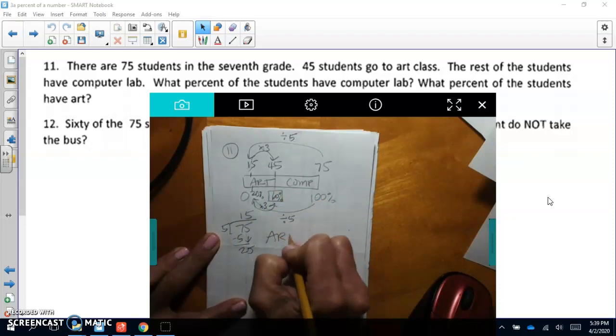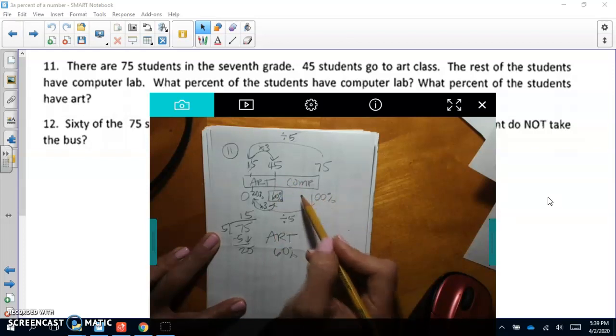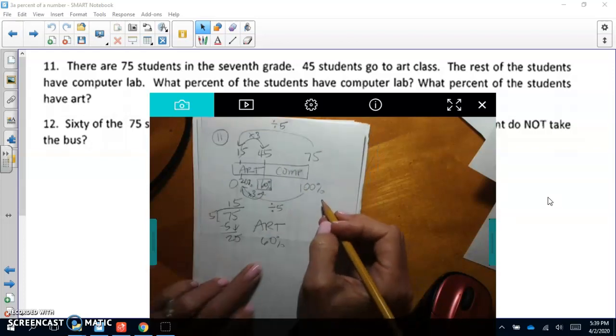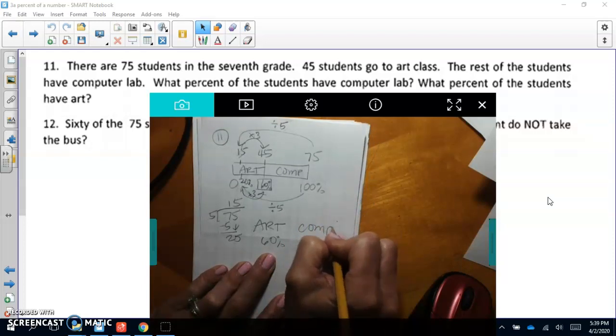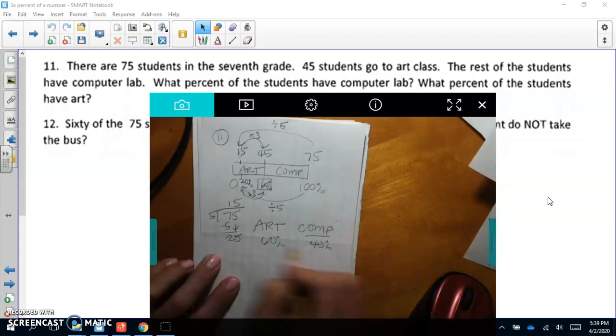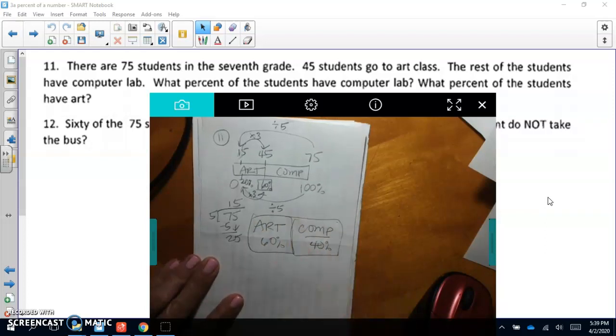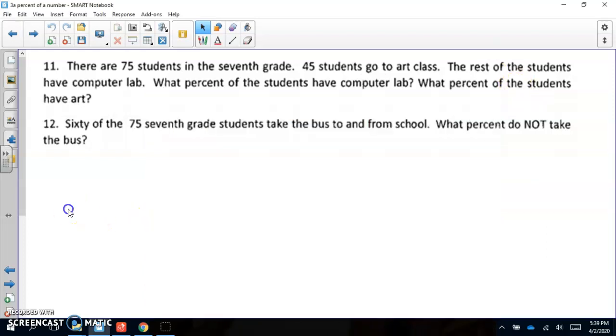So the art is 60%, even though it doesn't show it very well over here because 60 is over half. So 60% has art, the other half has computer, which would be 40%. Because 60 and 40 gives me 100. That would be all the students. So 60% for art and 40% for computer.